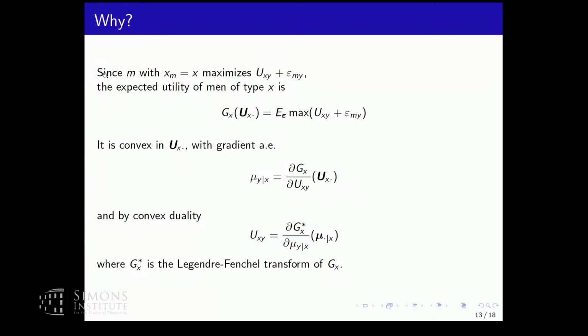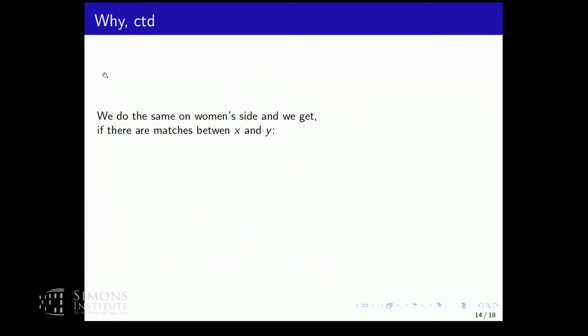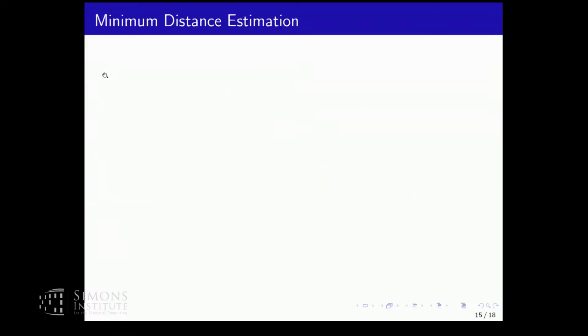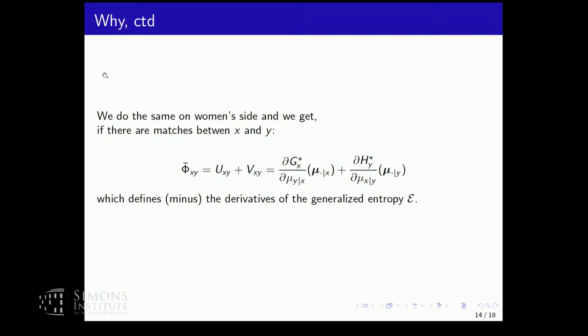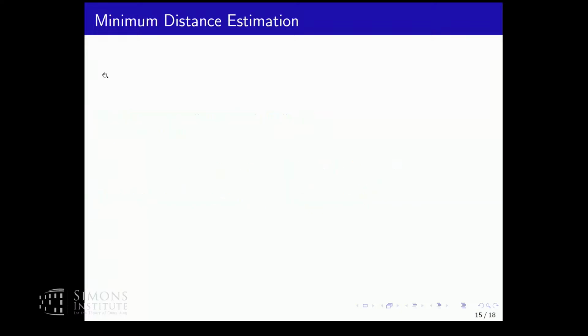And because U plus V is equal to phi bar, I'm going to get a phi bar that is the sum of derivatives like this, and that's going to be my generalized entropy. Okay, so this is something like that. There's a bit of notation, but it's really very simple. So where do I go from here?